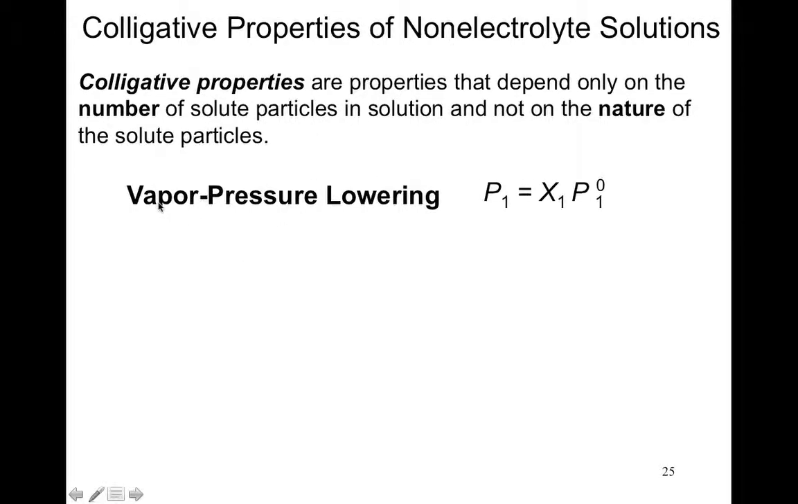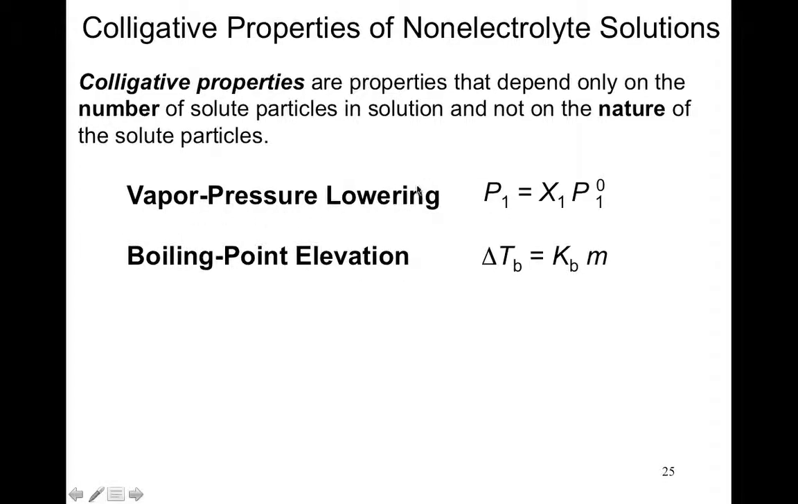And so one of the results of this is vapor pressure lowering. We've done that a little earlier this year. The higher the mole fraction of our solute, the lower our vapor pressure. So our vapor pressure will become lower if we have a very small amount of solvent relative to solute.